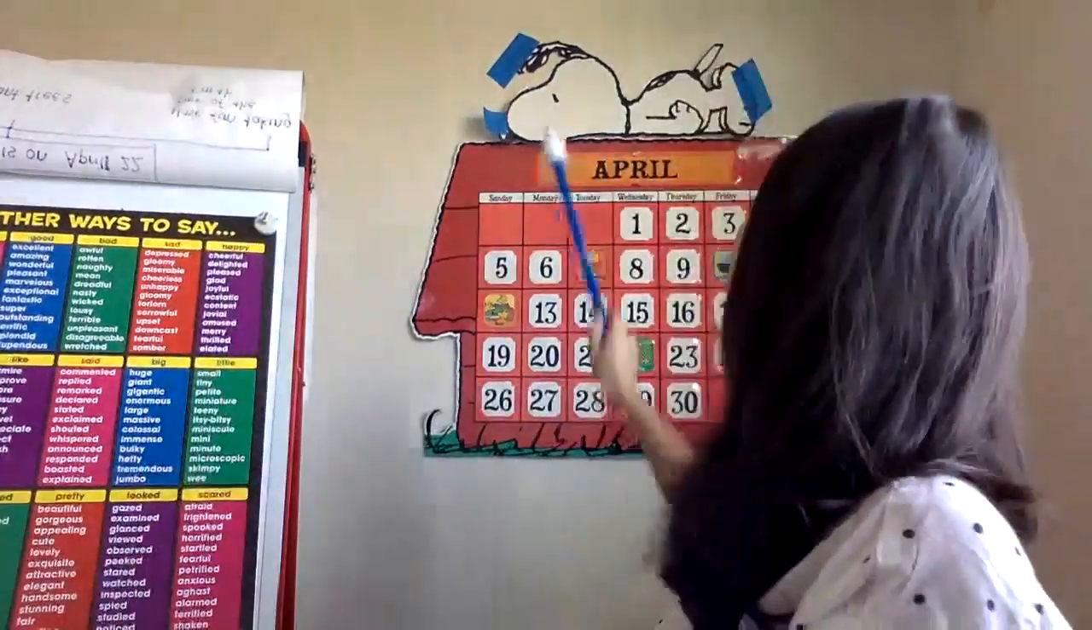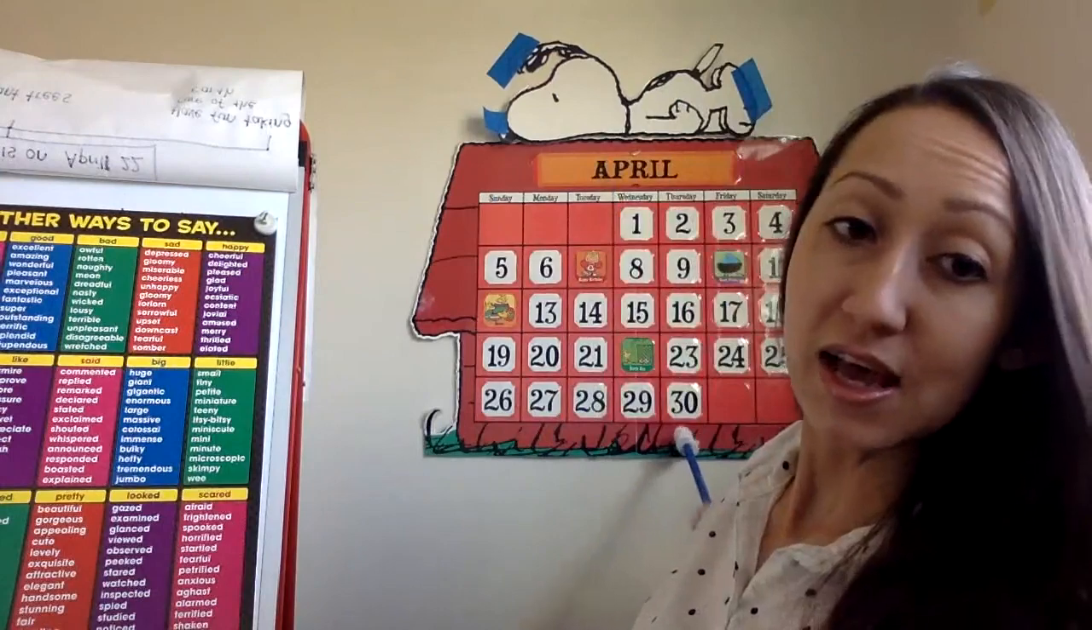Today is Thursday, April 30th. It's the last day of April. Tomorrow is going to be a brand new month.